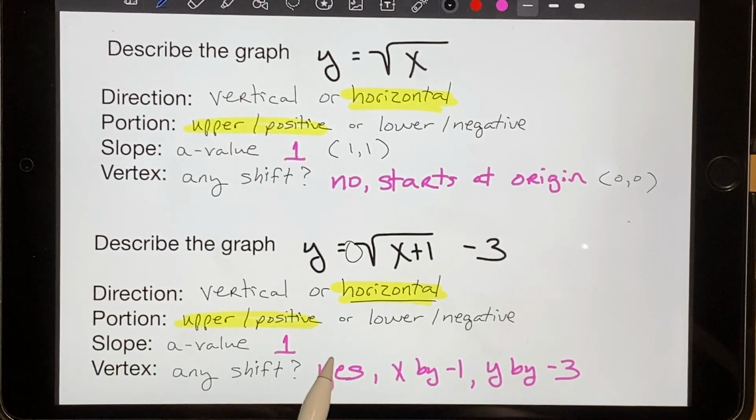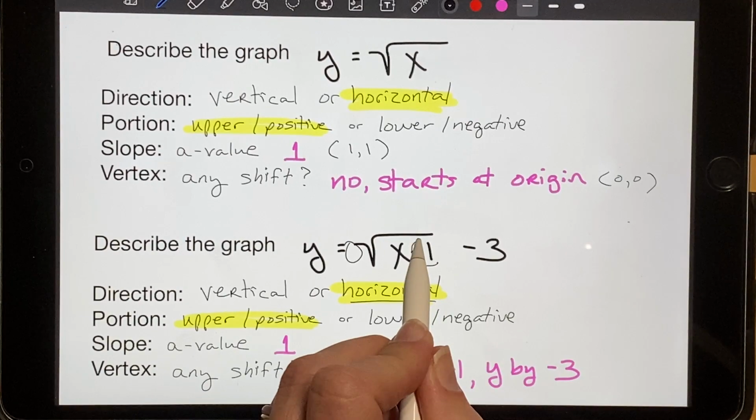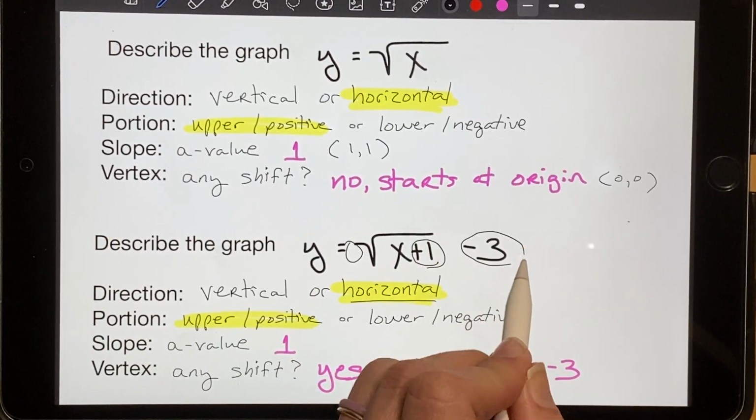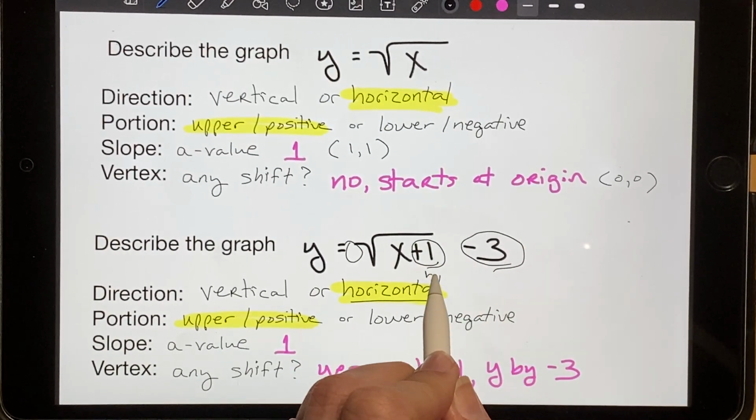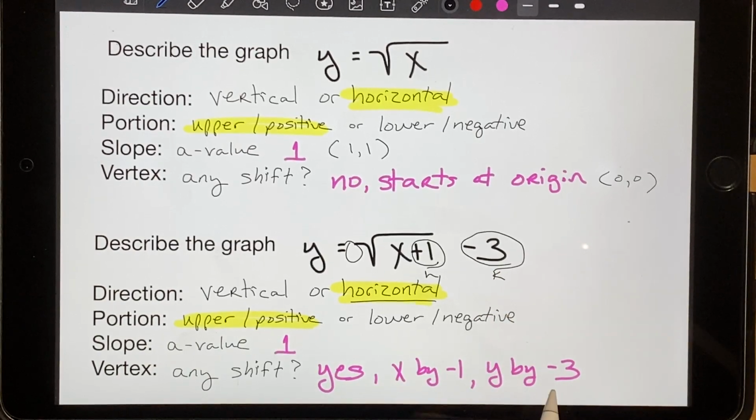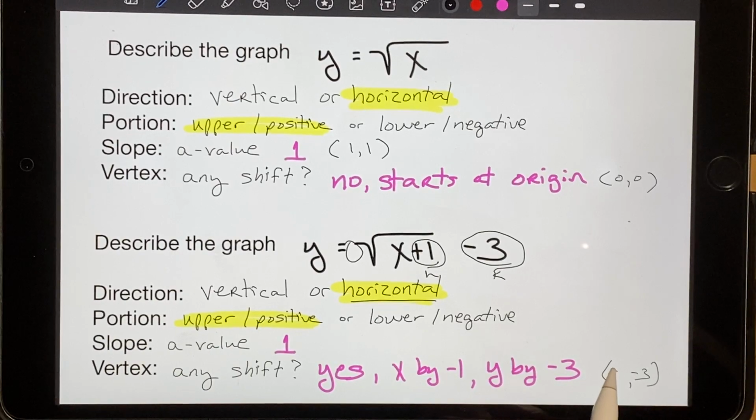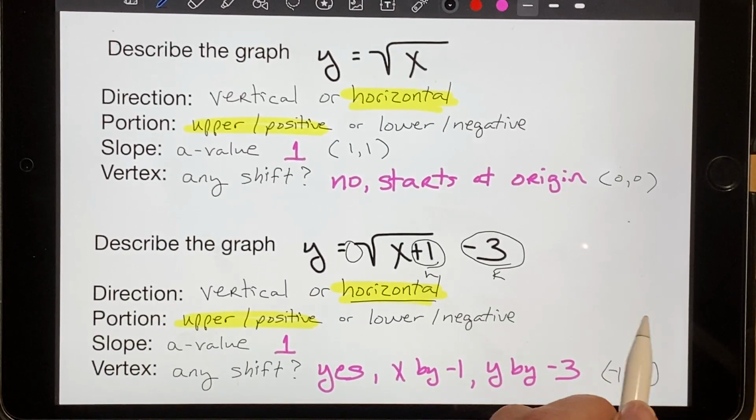Do we have any shift? Yes. I have something added to the X and something added on the outside. So here's my H, here's my K. We know our K stays the same. We know our H has to change the sign. So now my vertex is at -1, -3.